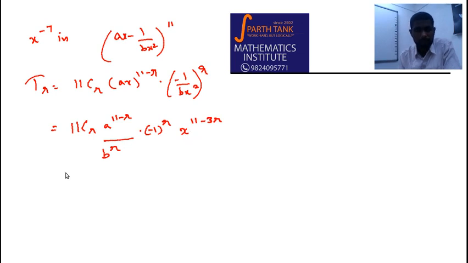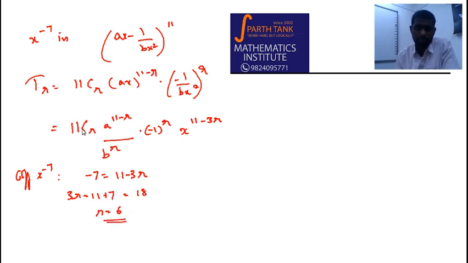Okay, now if this has to give me x raised to minus 7, the coefficient of x raised to minus 7, then minus 7 should be equal to 11 minus 3r, or 3r should be 11 plus 7, which is 18, so r should be 6. So substituting r as 6 here, again I get t(r+1).